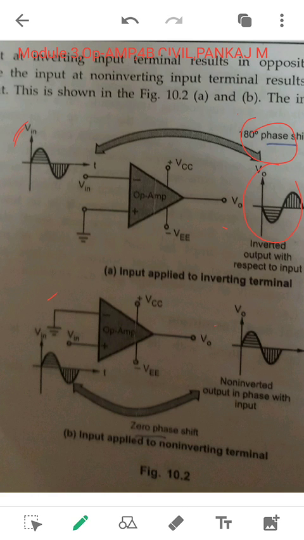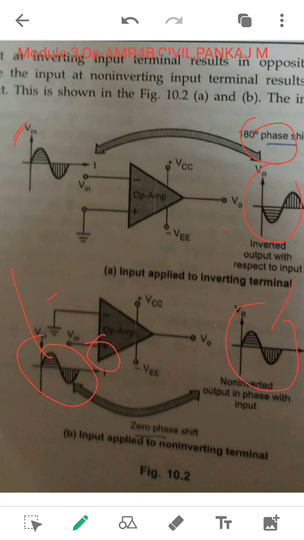In the second figure you can observe this one. The voltage input is applied to pin number 3, that is here, marked as positive. So the input is here and you can observe the output. There is no change between the input and the output polarities. So that is called in phase, and there is a 0-degree phase shift. So both are in phase.